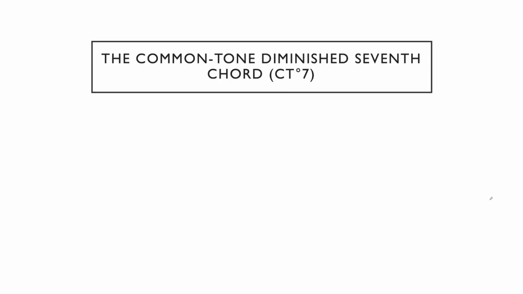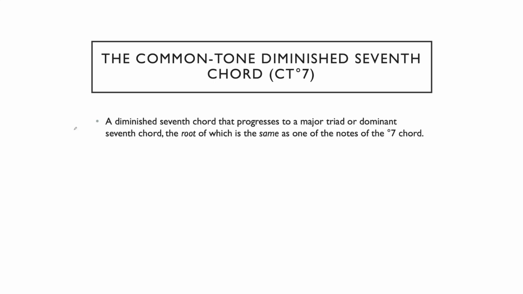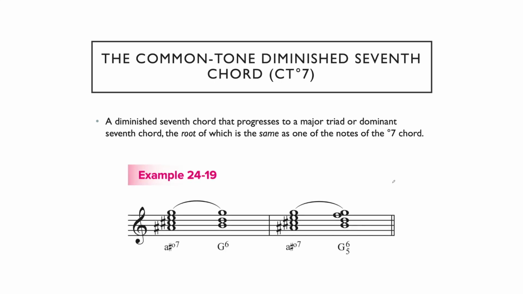The final topic of this lecture is the common tone diminished 7th chord. The definition sounds a little too complicated. The common tone diminished 7th chord is a diminished 7th chord that progresses to a major triad or dominant 7th chord, where the root of the major triad or dominant 7th chord is the same as one of the notes of the diminished 7th chord. It sounds too complicated, but if I show you an example, I'm sure you will understand it more easily.